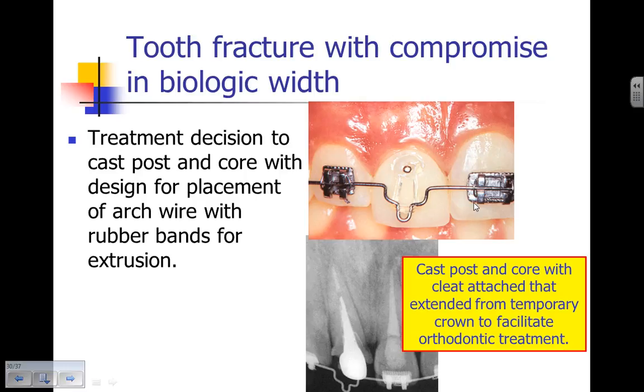Arch wire and rubber bands were used to extrude the tooth. And notice that the tooth is extruding. Look at the difference between the height of the gingiva between number 8 and number 9. We've gotten that extrusion.